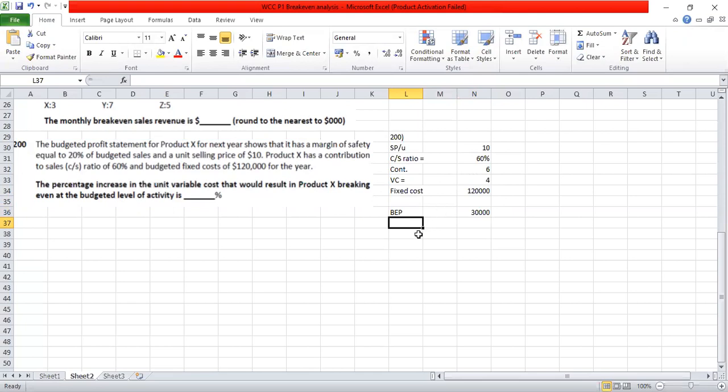Break even point is this margin of safety. So budgeted sales will be 80%. Is it 80%? Margin of safety is 20%. Budgeted sales is 50 units. It is X.